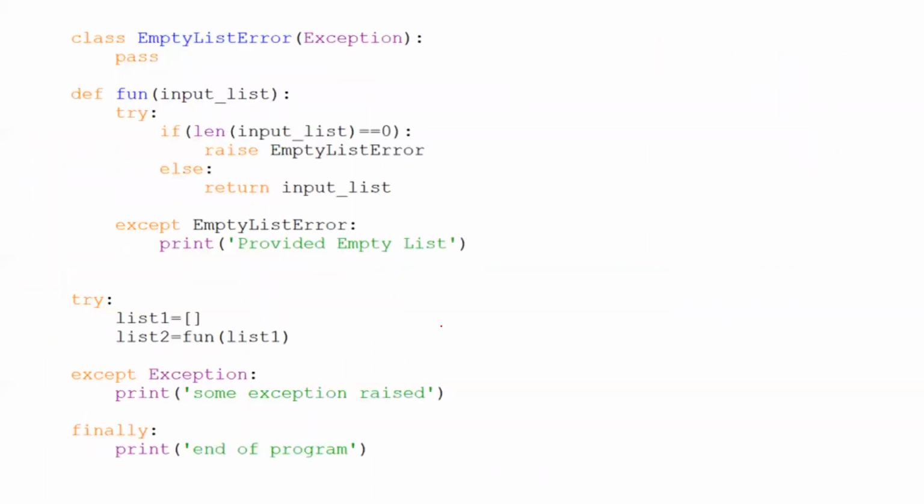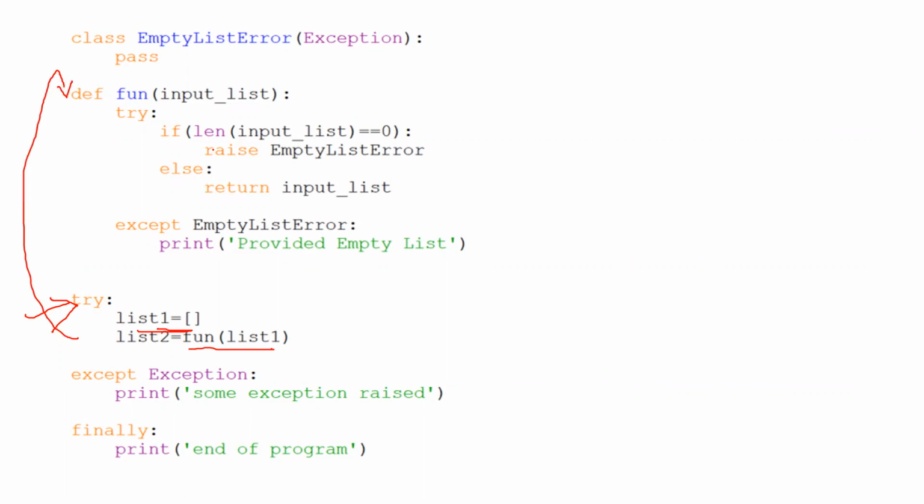Now see the next question. This is related to the custom exception handling. See, the code trace will start from here. We are taking an empty list and we are calling a function on the empty list. And so the control will go here.